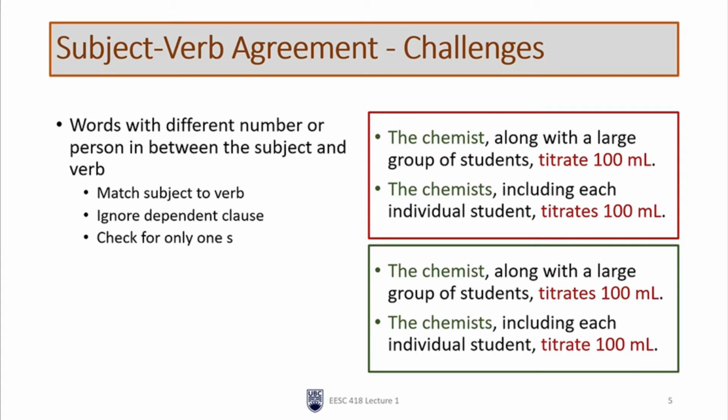And if you were to shorten that, it would just say the chemist titrates 100 milliliters. And then you can add in along with the large group of students. And again, showing the opposite, the chemists titrates has been corrected to the chemist titrate with the text in between. So the rule here is just to check for one S if you're dealing with the present tense. Another rule is to ignore the dependent clause, at least while you're matching your noun to your verb, and then you can add that dependent clause back in.